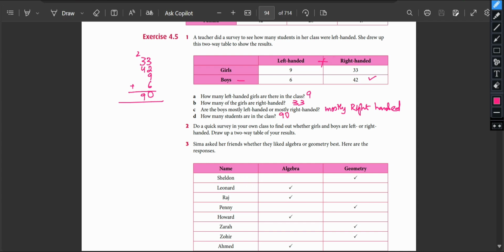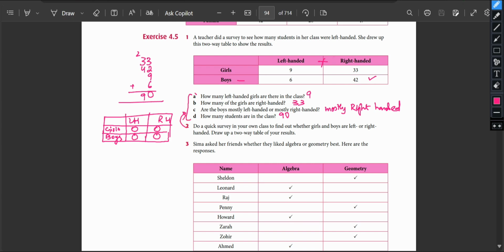Question number 2. Do a quick survey in your own class to find out whether girls and boys are left or right-handed. Draw up a two-way table for your results. In this question, you just need to do it on your own, by asking in your class. You're going to make a table of your own for girls and for boys, and then left-handed students and right-handed students. You're going to count them down, insert a value over here, and answer these questions afterwards.